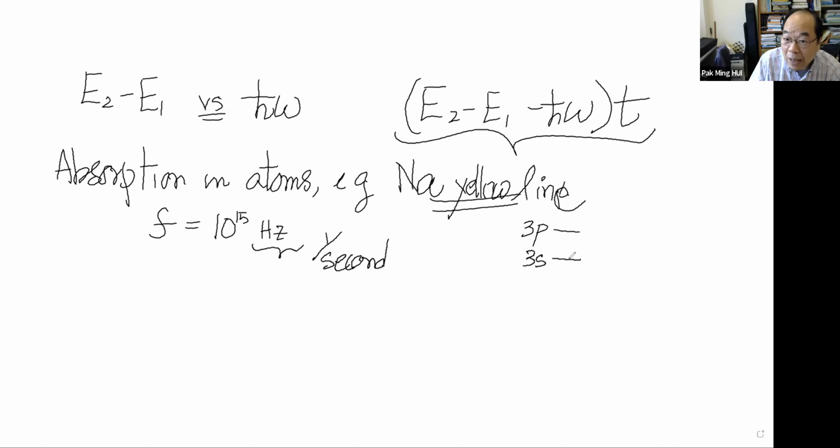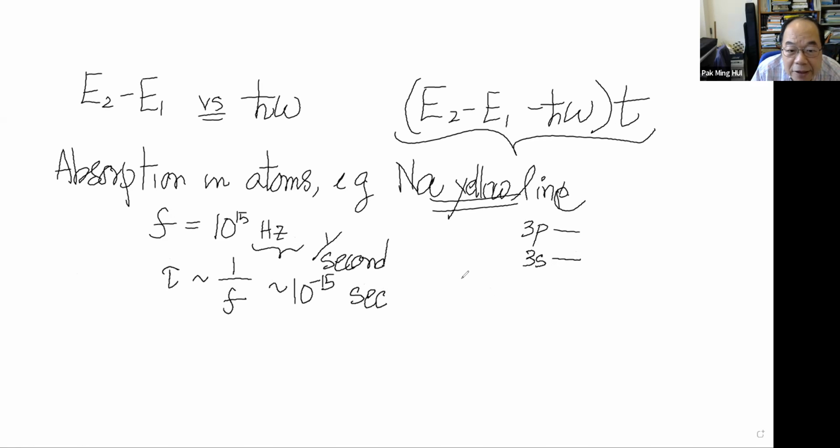So quite similar to hydrogen, 1s, 2p. Okay, so you have this yellow thing. It is 1/2. So a characteristic time is 10 to the minus 15 second.